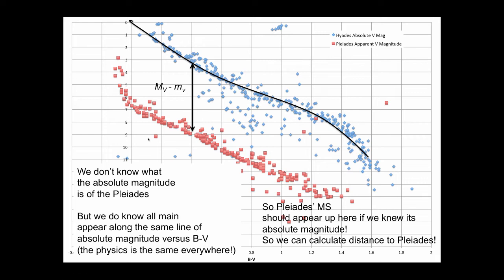So let me just reiterate. We don't know the distance to the Pleiades, but we know the apparent magnitude here. But we know that if we did know the absolute magnitude, the Pleiades would be shifted up to this line here. So we know what the difference between the absolute and apparent magnitudes is of the Pleiades, and that allows us to find the distance using the distance modulus formula.